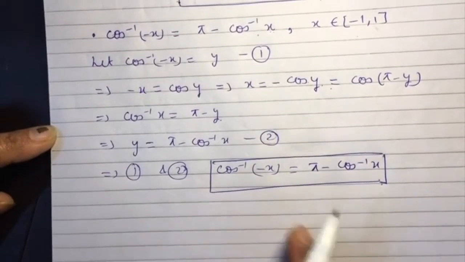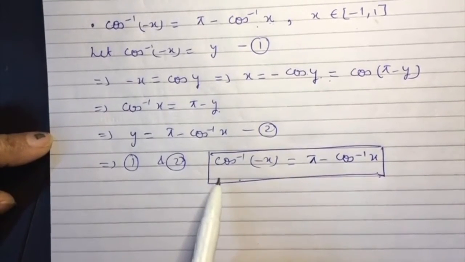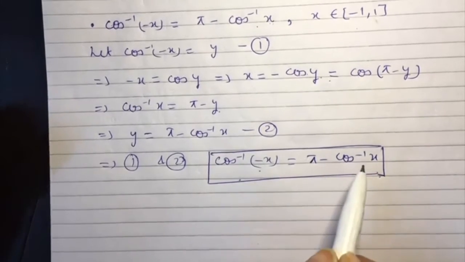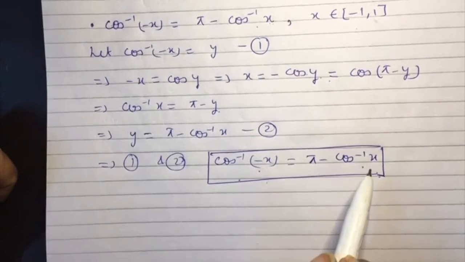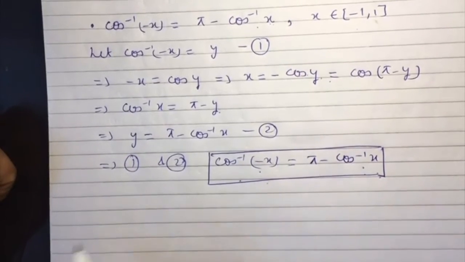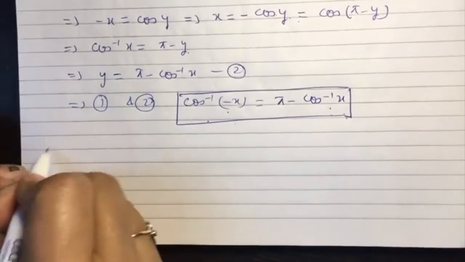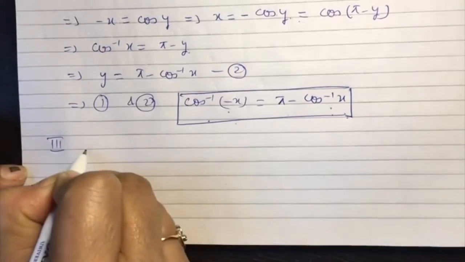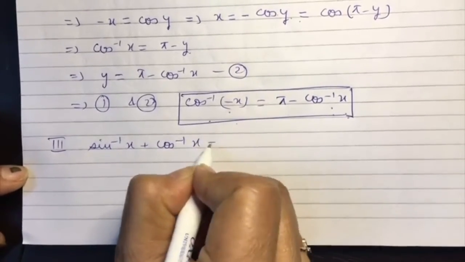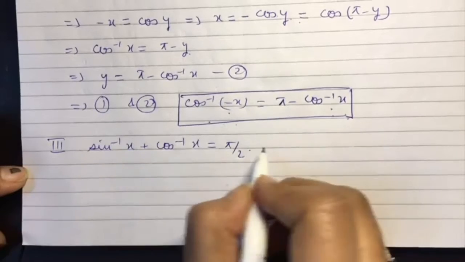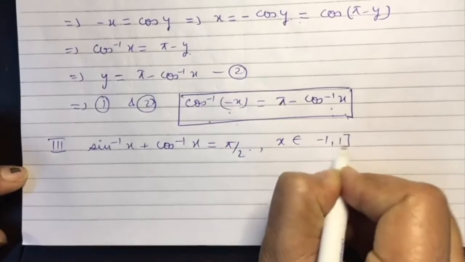Similarly, we have the other two results of this group, that is cot inverse of minus x is pi minus cot inverse x, and sec inverse of minus x is equal to pi minus sec inverse x. Now we consider the next set of results, which is sine inverse x plus cos inverse x is equal to pi by 2. Now this is valid for x belonging to minus 1 to plus 1.